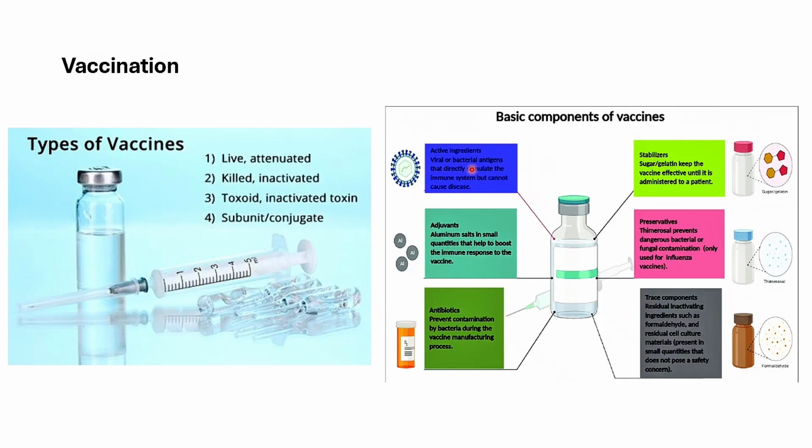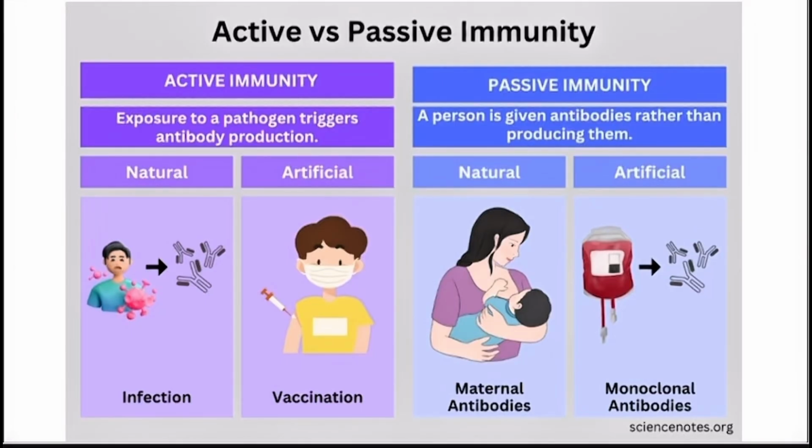So we have two different types of immunization. We have active immunization. For instance, when you actually contract the disease or when you get vaccinated for it, it's called active because the body actively produces antibodies. So it gives long-term protection. We also have passive immunity. That happens when we receive already made antibodies. For instance, the baby receives antibodies from the mom's breast milk.